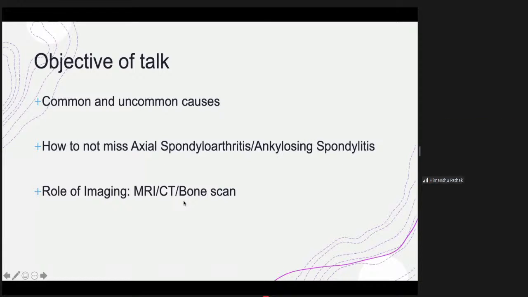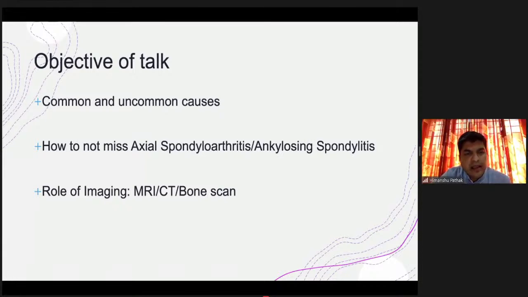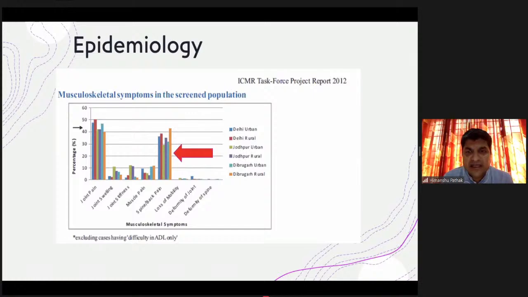Yes. So what are the common and uncommon causes? Then importantly, the focus of this talk, how not to miss ankylosing spondylitis, and what are the imaging modalities? So as we've been discussing since the start of this talk, this is one of the projects done by ICMR in 2012. They did a survey in the normal population. They went to homes for the common musculoskeletal problems. If you see this, about 30 to 40% of the normal population had back pain at a given point of time. And we all experience that low back pain is a very common presenting complaint.